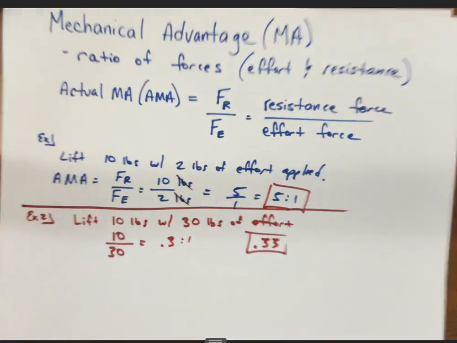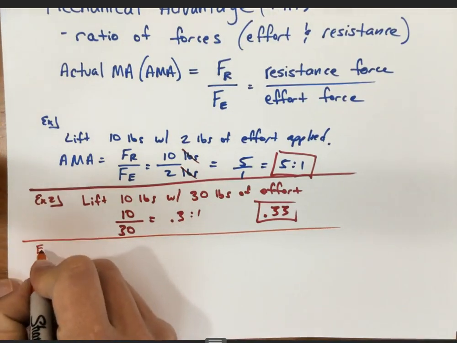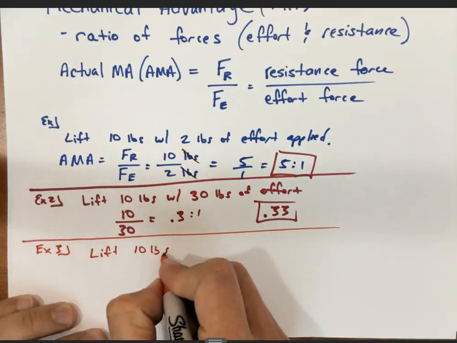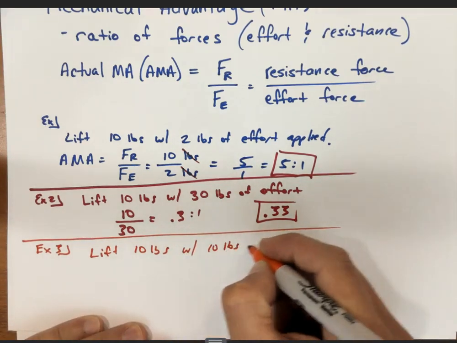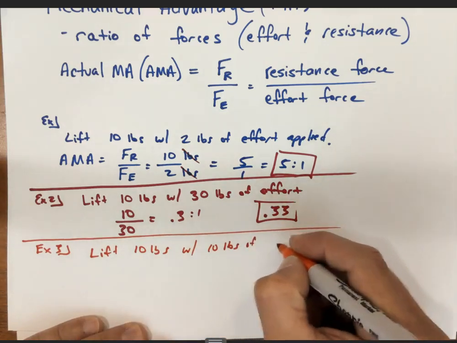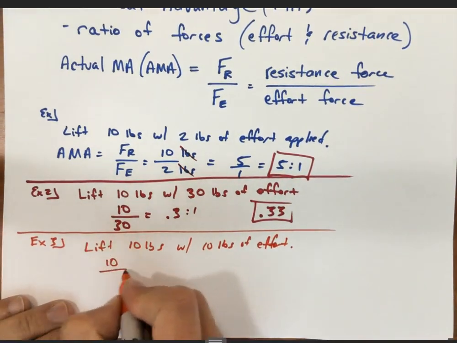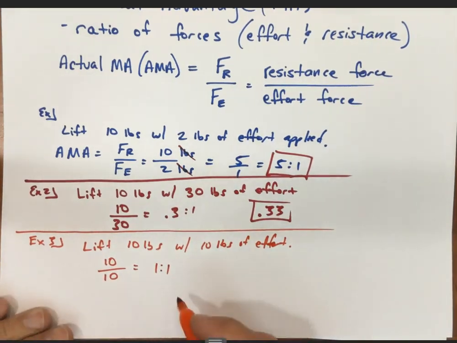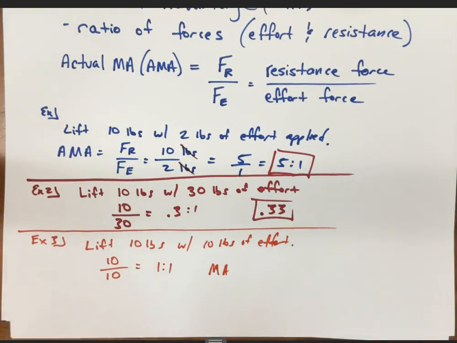Let's look at one last quick thought. Example 3. What if it took 10 pounds of force to lift 10 pounds? So we could lift 10 pounds with 10 pounds of effort. If that was the case, again, FR over FE, we would get a ratio of 1 to 1. So our mechanical advantage, you can see here that if I'm lifting 10 pounds with 10 pounds of effort, it doesn't really feel like an advantage or a disadvantage.